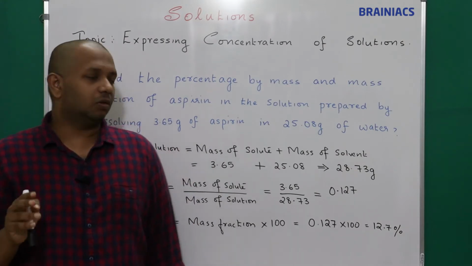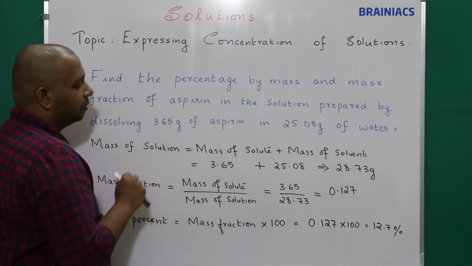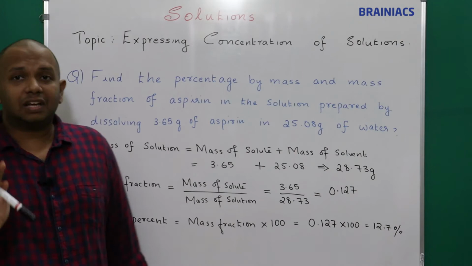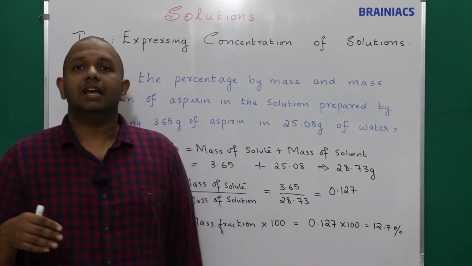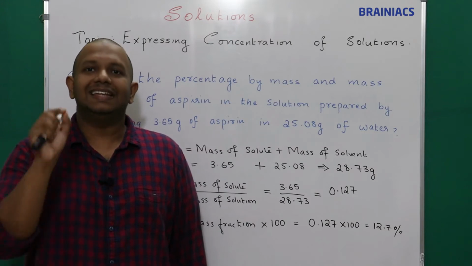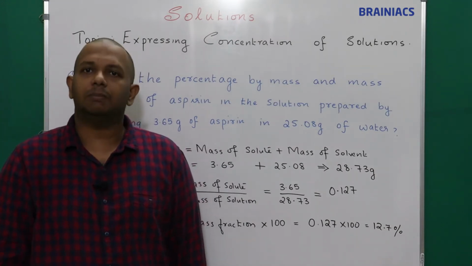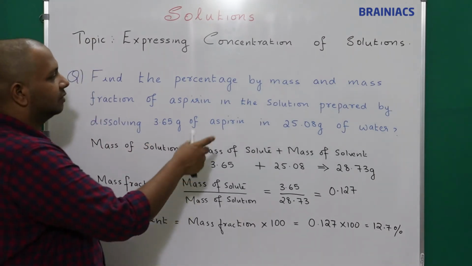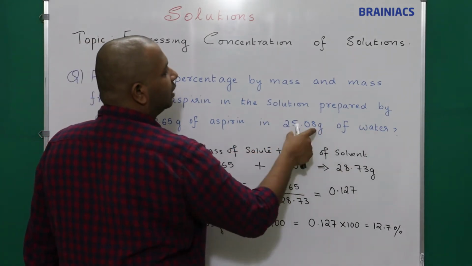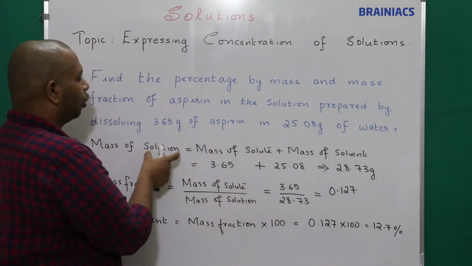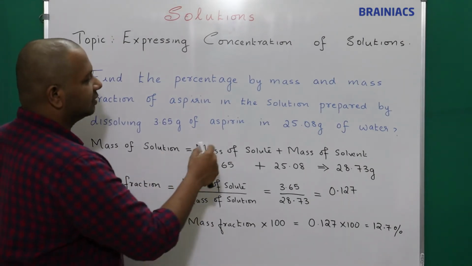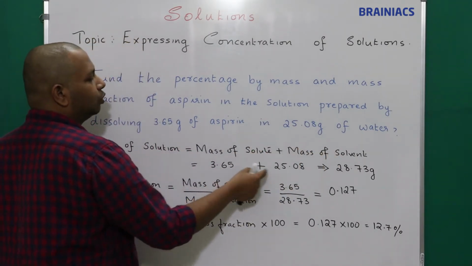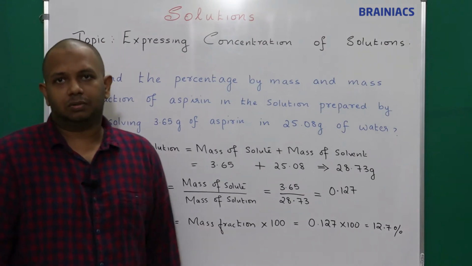Always remember, mass fraction is mass of the solute by mass of the solution, and mass percentage is mass of the solute by mass of the solution into 100. It has no dependency on volume, so I can say that mass fraction or mass percentage is independent of temperature. Very important to remember. I hope you understood how to do this. Sometimes they will give the weight of the solution directly instead of the weight of the solvent, so you don't need to find the mass of the solution then. Here they have separately given the mass of the solvent, so that's the reason we are adding the solvent weight to the solute to get the mass of the solution. I hope you understood.